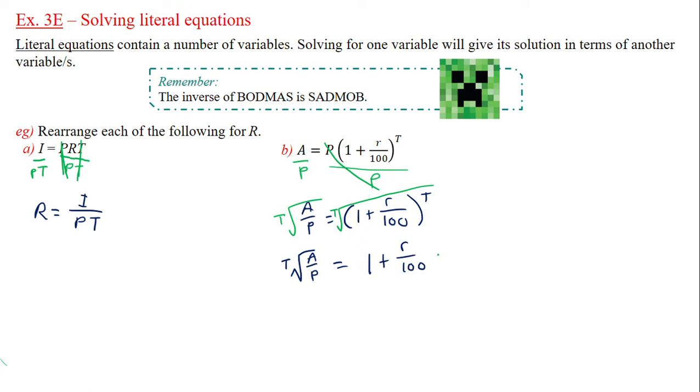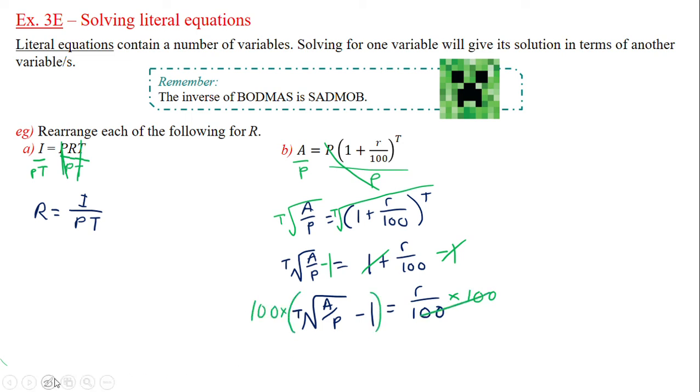So now we're going to subtract 1 from each side, to give us the T-th root of A over P minus 1 equals R over 100. And finally, our last step is to multiply both sides by 100. Remember that we want to multiply all of this by 100. So we write R equals, and I probably should have left it as a capital, but that's okay. Writing it out neatly. Okay, and there we go, and that's our final answer.